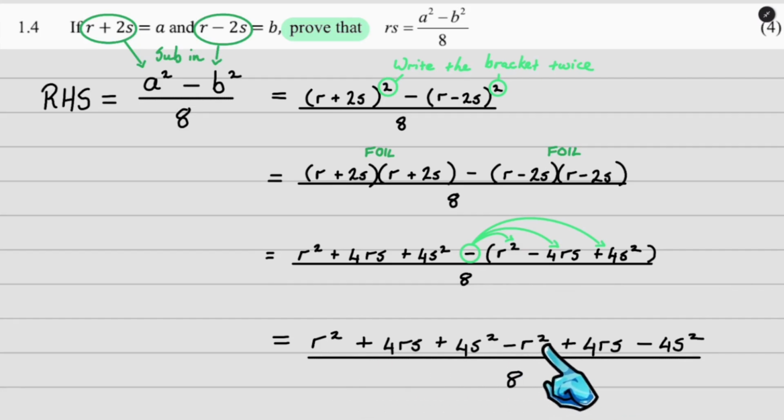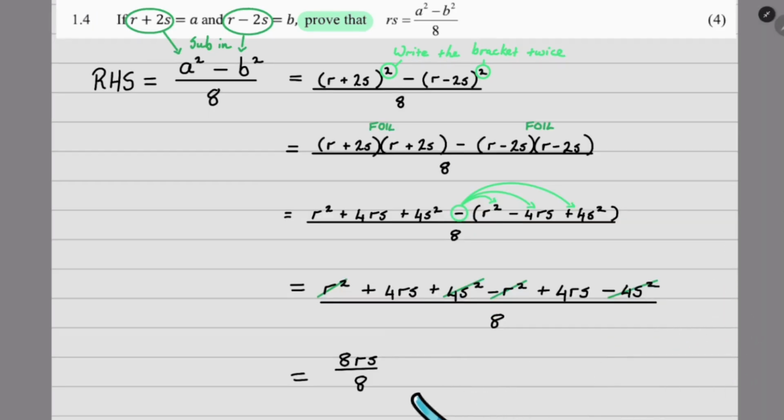When we do the like terms, most of them are going to cancel. So r squared cancels with this r squared because they're opposite signs, and the same thing happens with the 4s squared. They will cancel with one another. And then these two are like terms because they've got the same variables with the same powers. 4rs plus 4rs will give us 8rs. And then these 8s cancel with one another, leaving us with just rs, which is what is on the left hand side. So our job is done once we've completed that.